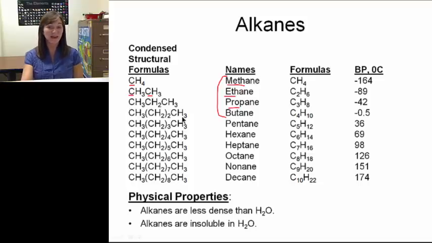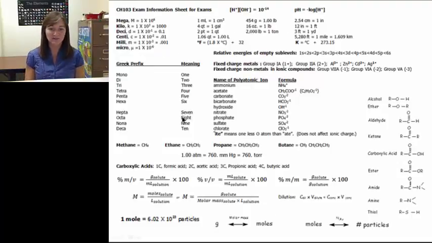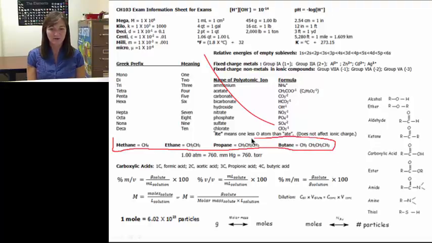After that, the prefixes are the Greek prefixes that we used when we were naming covalent compounds. I just wanted to point out where the locations of those are on your information sheet. We're giving you methane, CH4, ethane with two carbons, propane with three carbons, and butane with four carbons. So we've basically given you the names of the first four.